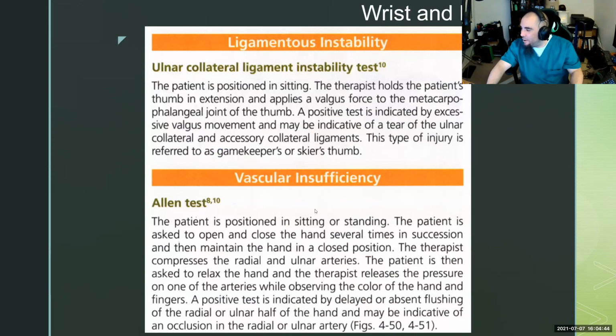It should take, I want to say the positive test is within, I think it's 10 seconds. So actually it doesn't even say it. I'm pretty confident that the positive test is if it doesn't return in 10 seconds, but it just says here delayed or absent flushing. So if one hand side takes longer than the other side, then we're looking at the possibility that they might have a constriction in one of those blood vessels. I think that's a cool magic trick. It's very much like capillary refill, except it's a whole hand, right?